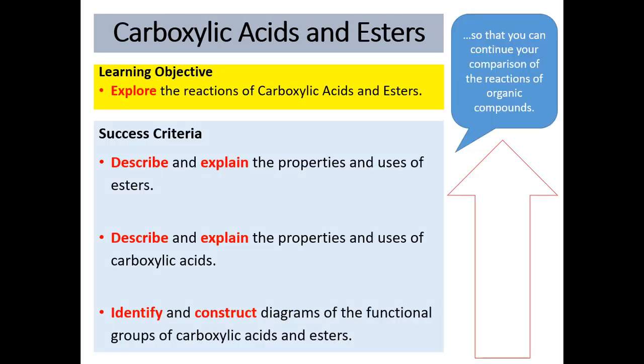So on to today's lesson, we're looking at more organic compounds, and we're going to be exploring the reactions of these two new compounds, carboxylic acids and esters. So the first thing we're going to do is look at the functional groups, and remember that's the part of the compound that makes it behave the way it does. So we're going to draw some carboxylic acids, just as we've done with alkanes, alkenes, alcohols. We're going to draw the structures out. And then once we've done that, we're going to describe and explain the properties and uses.